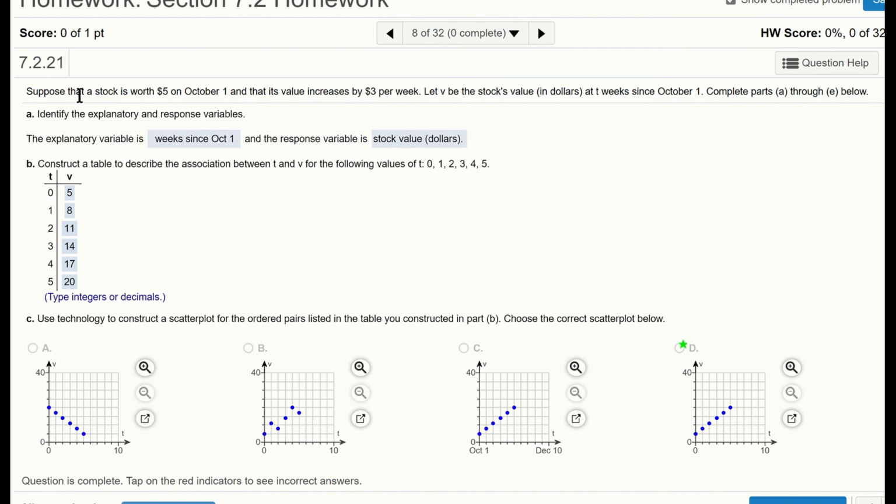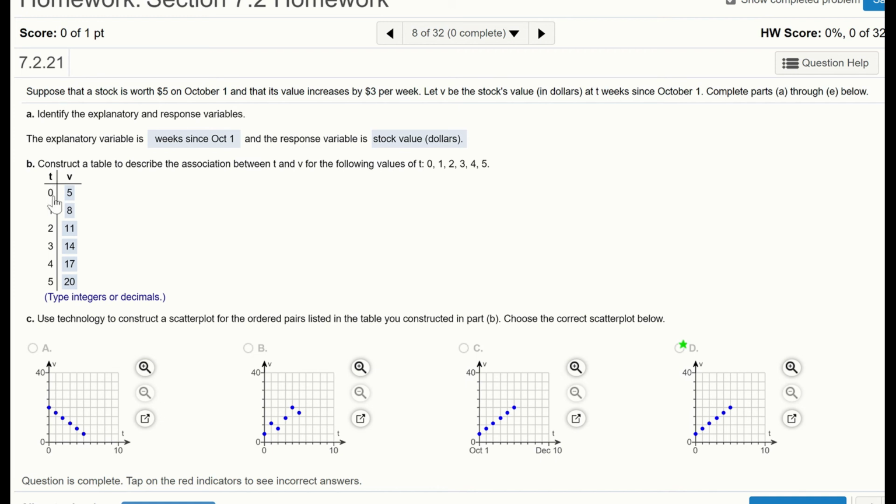All right, so here we have in this problem a stock that is worth $5 on October 1st, and that its value increases by $3 per week. And let V be the stock's value, so that's going to be the response variable in dollars, and T is the number of weeks since October 1st, right? Complete the parts below. So notice that the explanatory variable here will be T, which represents the number of weeks since October 1, and the response variable is going to be the value of the stock, right?